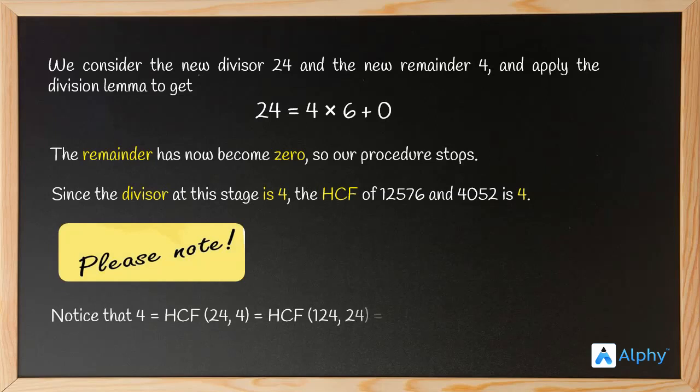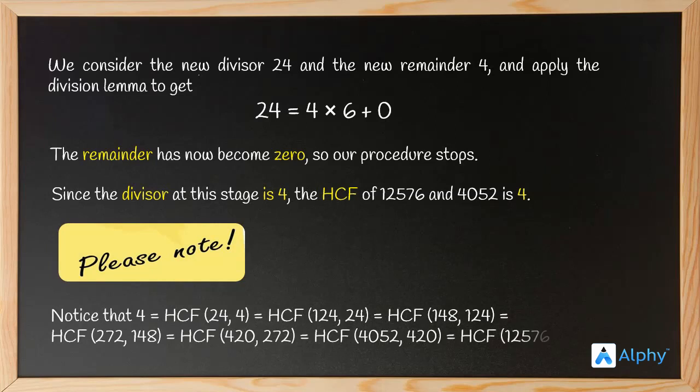Notice that 4 is equal to HCF of 24 and 4, and HCF of 124 and 24 is the same, and so on. So as you can see, 4 is the HCF of all these pairs. This is a very interesting fact here, and you may need it in some problems. I hope that you can see this fact and realize what is happening here. It's just that all these pairs have the same HCF, that is 4. So this problem was not very difficult. It was just a little lengthy.